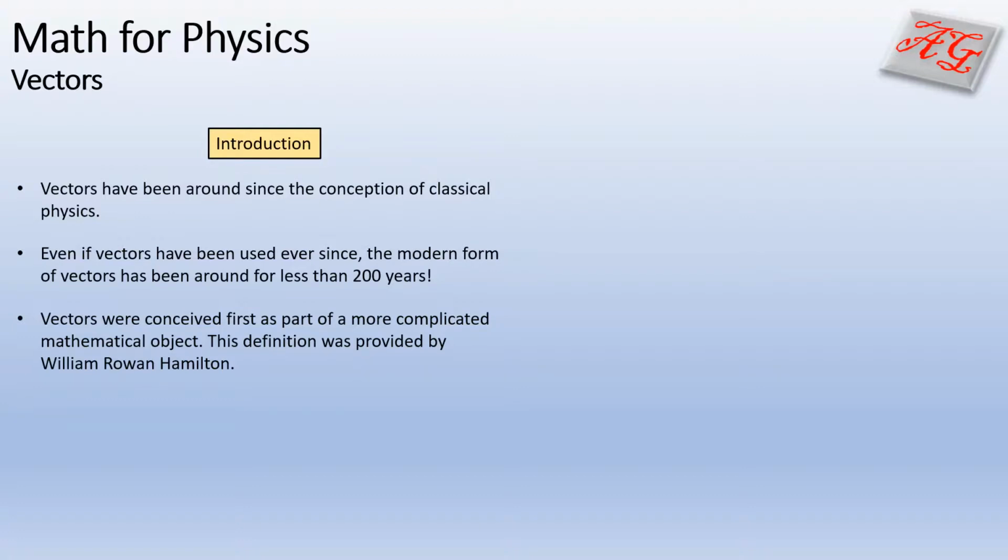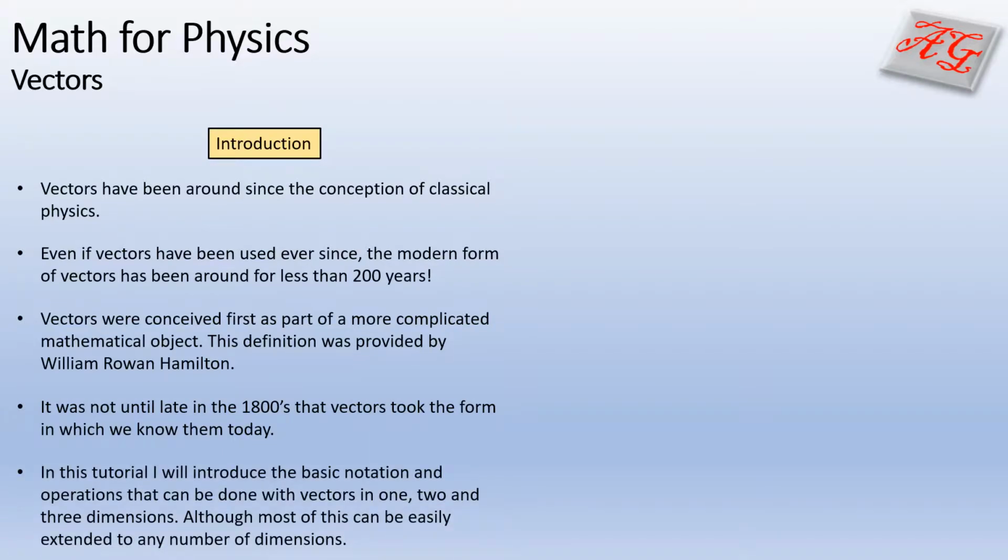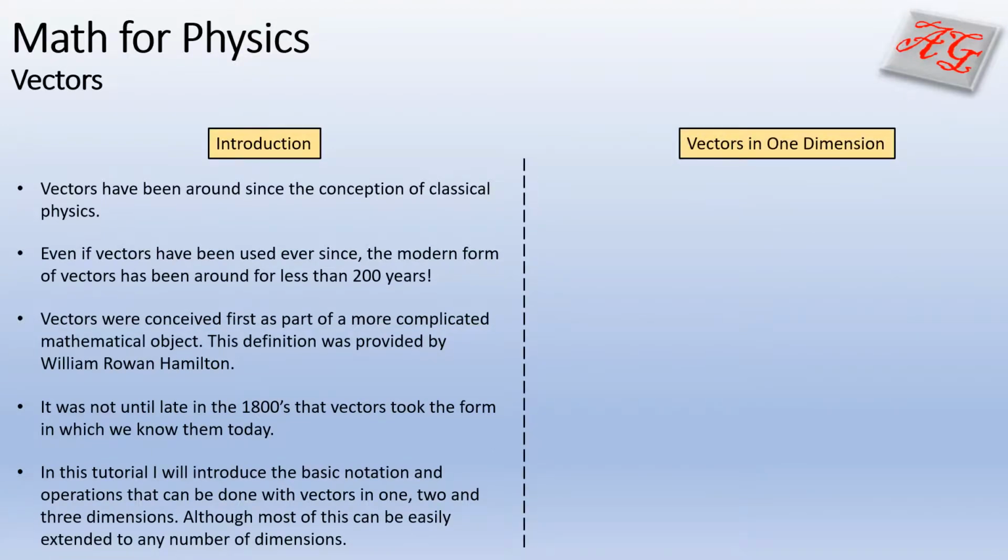This is a very long story, but the essential part is that the notion of vector did not quite emerge in the context of classical geometry. It was not until the late 1800s that vectors took the form in which we know them today. In this tutorial, I will introduce the basic notation and operations that can be done with vectors in 1, 2, and 3 dimensions, although most of this can be easily extended to any number of directions. Now, before going into complicated topics, let's take a look at vectors in 1 dimension.